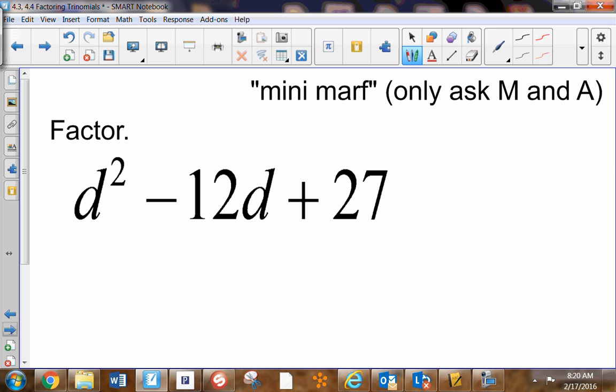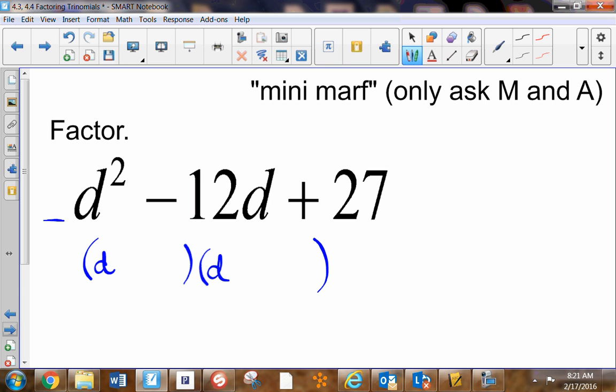Now this we call the mini mark, if you want to call it that. The difference here is that there is no leading coefficient. There's no A. And when there's no leading coefficient, it's beautiful because we can go in and set up 2 parentheses like this and put a D here and a D here. Because the only way you're going to get a D squared is by a D and a D. You have no options. So there's really no choices to make on your first term. No other way to get a D squared.